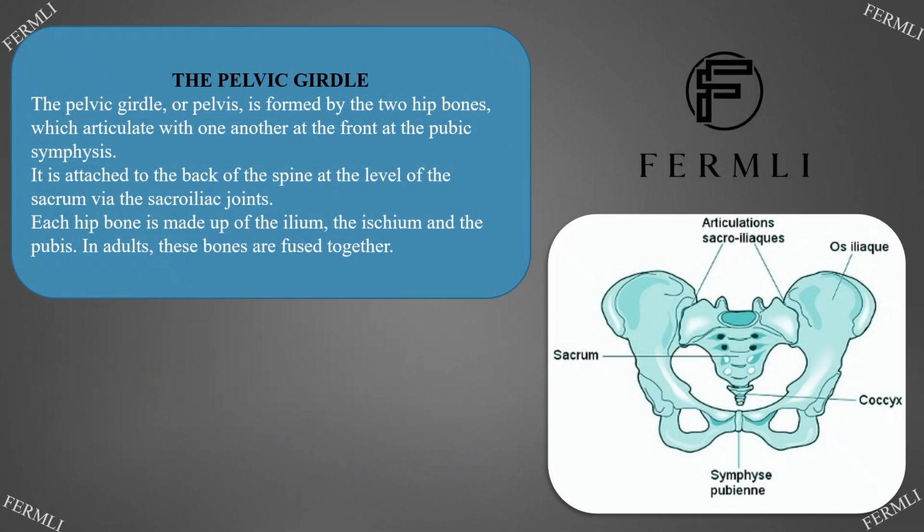The pelvic girdle. The pelvic girdle, or pelvis, is formed by the 2 hip bones, which articulate with one another at the front at the pubic symphysis. It is attached to the back of the spine, at the level of the sacrum, via the sacroiliac joints. Each hip bone is made up of the ilium, the ischium and the pubis. In adults, these bones are fused together.